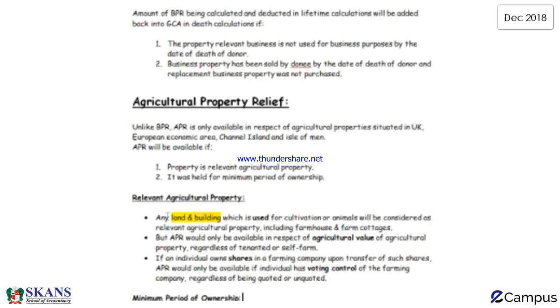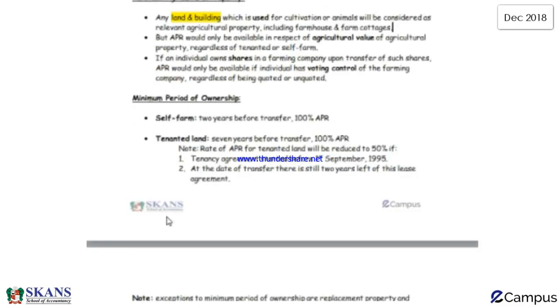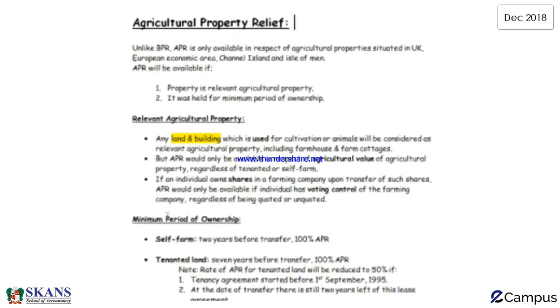The next relief which we should discuss is agricultural property relief. Once again, just like business property relief, agricultural property relief is also applicable if both of the conditions are fulfilled.